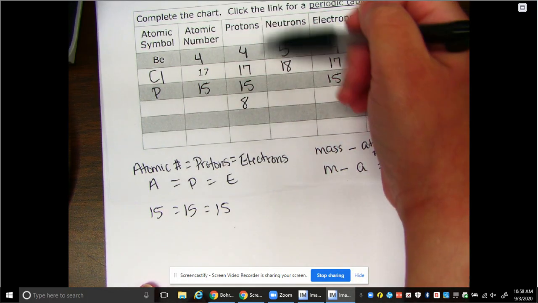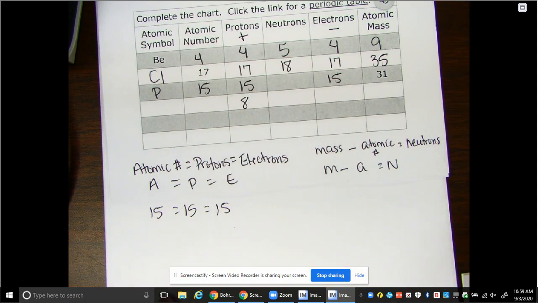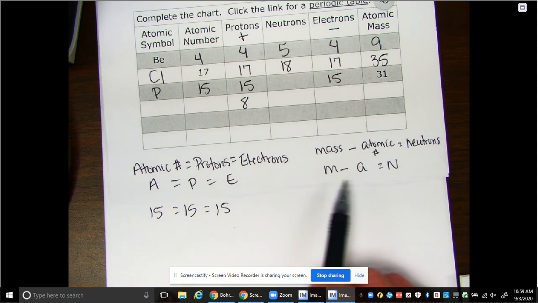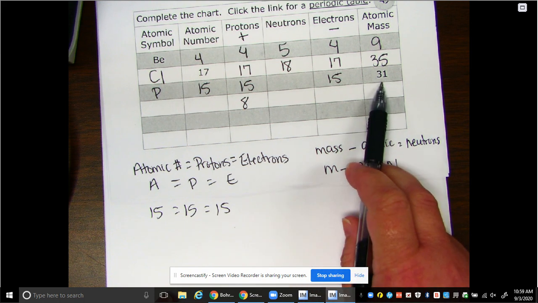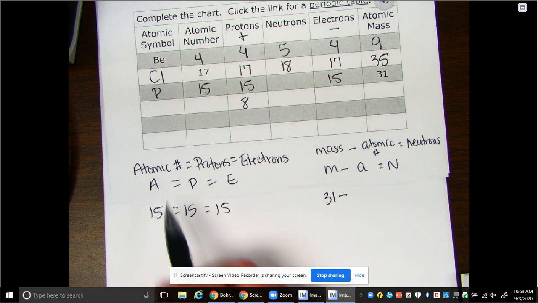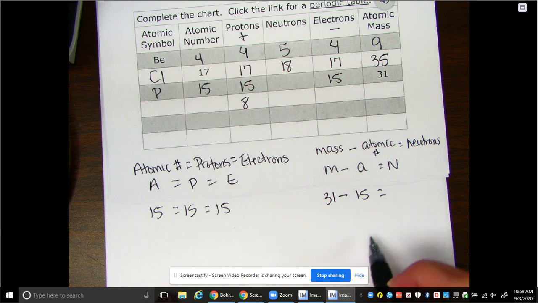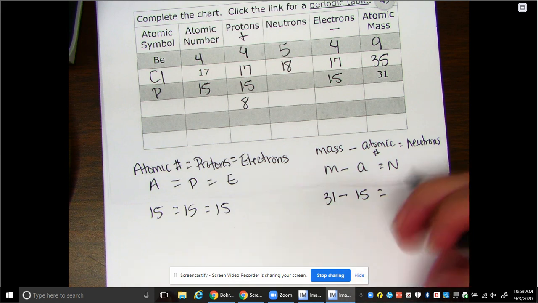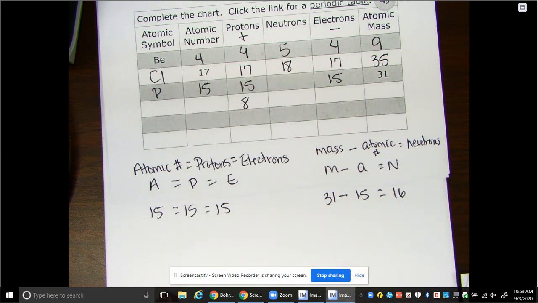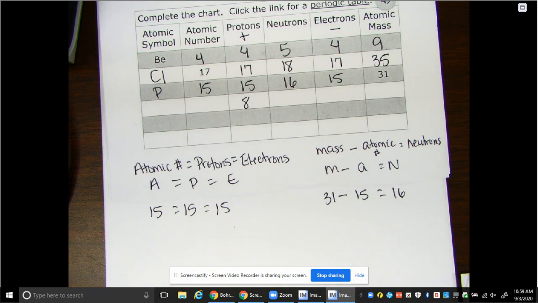Okay, remember all my positives and all my negatives are going to be the same. My charges are going to be the same. So then I do MAN. So I have to take my mass of 31 minus my atomic number of 15. And so I'll subtract 31 minus 15. You can use a calculator. You can do some subtraction on paper, mental math, whatever works for you. And your neutrons are 16. So I put 16 up here. And that's a done deal.